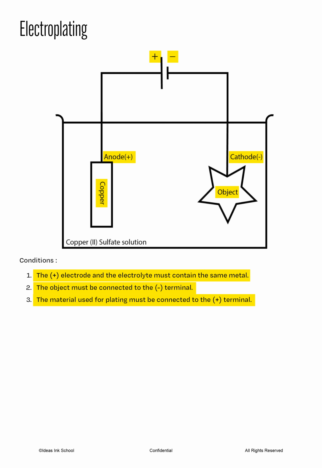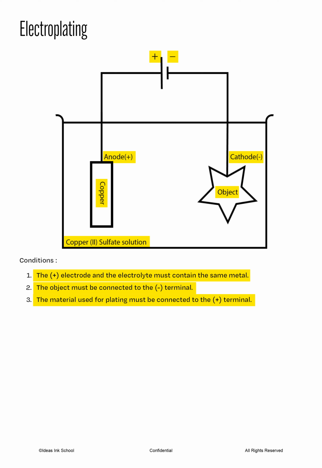For example, if I want to plate my metal keychain with copper, I will have to attach the keychain to the negative terminal, and then attach a copper sheet to the positive terminal of the battery. Lastly, I have to make sure that the electrolyte is a solution containing copper ions. A good example will be copper sulfate solution.